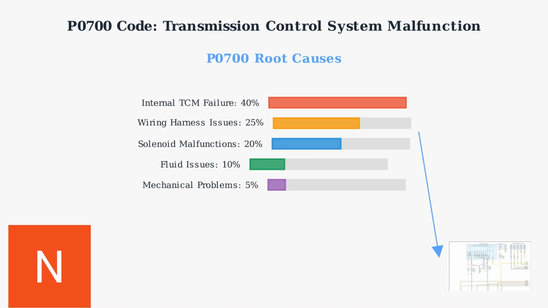Solenoid malfunctions represent 20% of P0700 codes and typically require specialized diagnostic equipment to detect. The remaining causes include fluid contamination or low levels at 10% and mechanical transmission problems at 5%. Proper diagnosis requires checking all these potential causes systematically to identify the root issue.